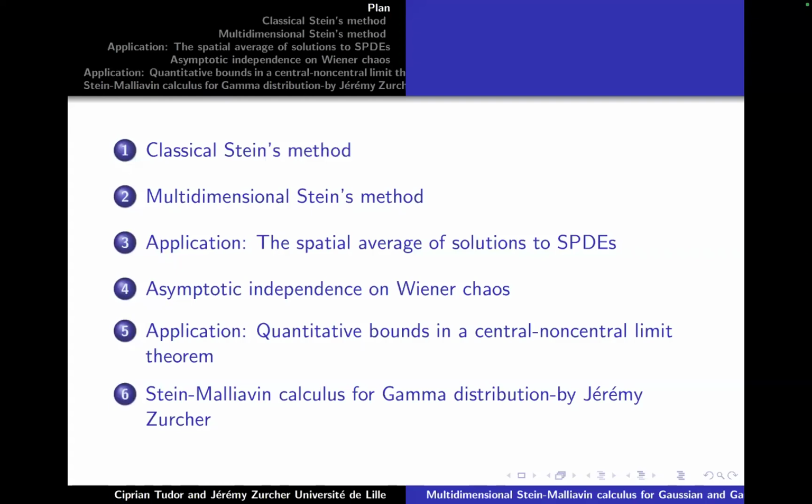Then I will try to explain what is more recent, what we did more recently about this multidimensional Stein method and what to approximate. And if I have time, I will discuss some applications to solutions to SPDEs and maybe to asymptotic independence of inner chaos, but I'm not sure I have time. I just want to be sure that I can explain the basic idea of this method and what we can do with it.